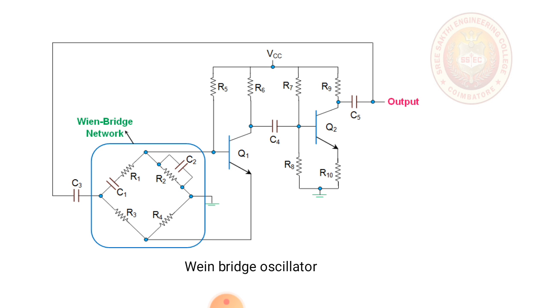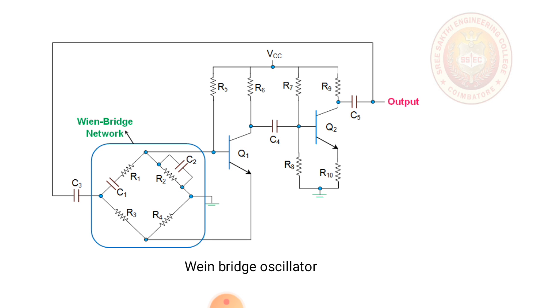One arm has resistor and capacitor connected in series, that is R1 and C1, and the other arm has a parallel combination, that is R2 and C2 in parallel. This indicates that these two arms of the network behave identically to high pass filters or low pass filters.